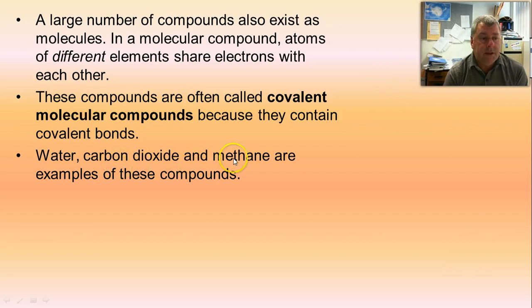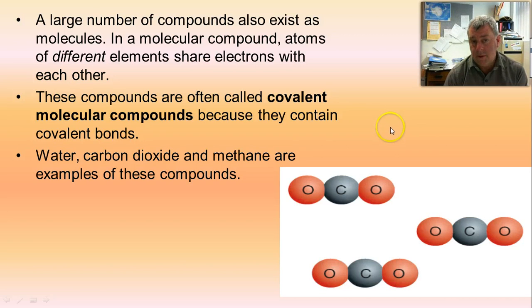Water, carbon dioxide, methane are all examples. So H2O, CO2 and CH4 are all examples of covalent molecular compounds. And what's that one? That's going to be carbon dioxide. Carbon is the central atom, then there are covalent bonds between the carbon and the oxygens. There are 2 covalent bonds there and there, and there and there, between the carbon and the oxygen. And there are 2 oxygens, and every molecule is the same.